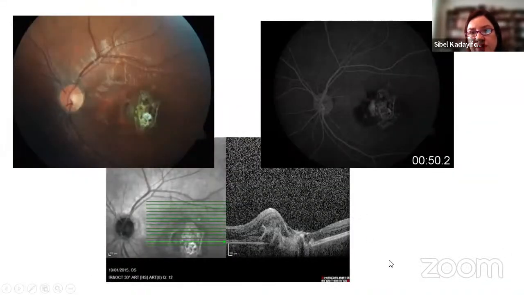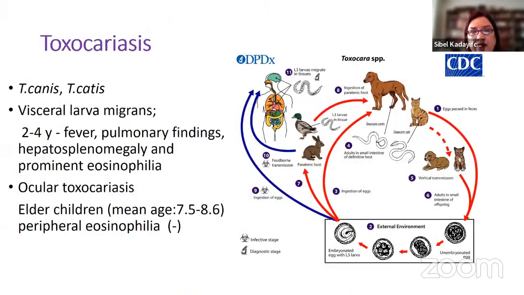Macular neovascularization is a common complication of toxoplasmosis, especially in children, and we may see the pitchfork sign in optical coherence tomography. Optical coherence tomography angiography is a helpful device, especially in children. The second parasite we see is toxocariasis, though not seen as previously.